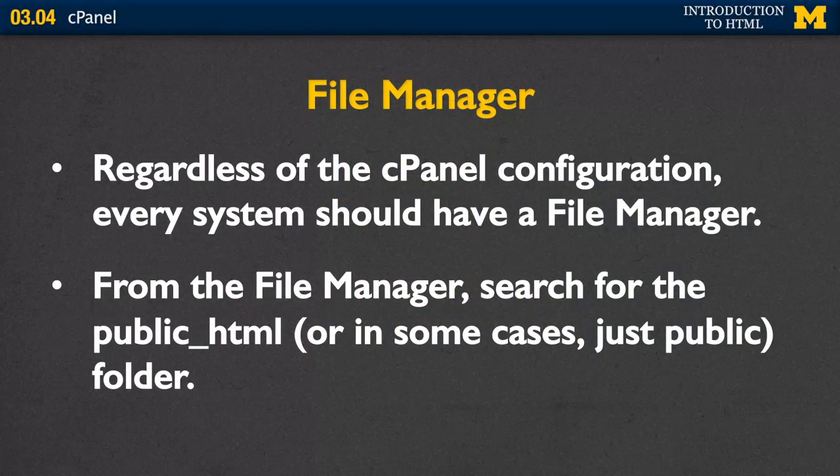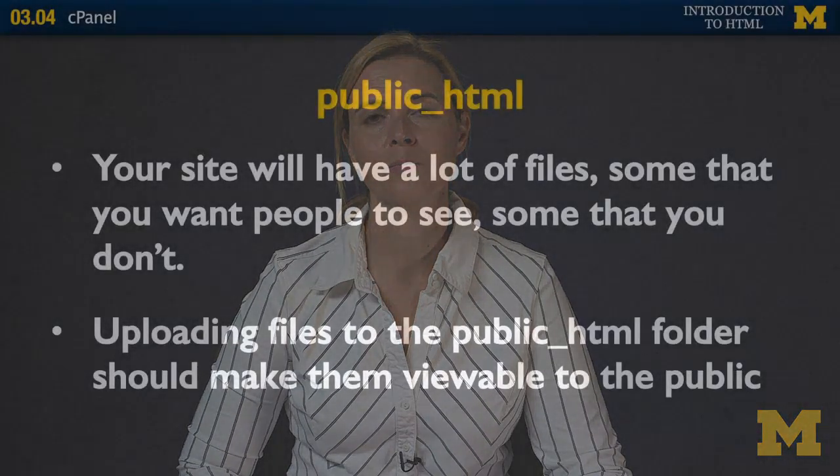What a file manager does is it's a way for you to upload or download your files. This means you take them from your computer and you put them up onto the web. So regardless of the kind of cPanel configuration you have, one of the first things you want to learn is how to find the file manager. From the file manager, you're going to look for a special folder called public_HTML, or in some cases just public, or they may have dropped the HTML. But the important thing is that you want to find the word public.